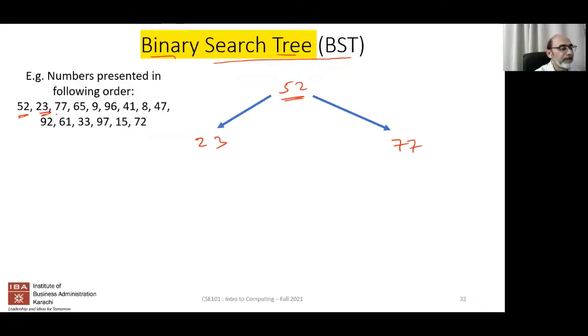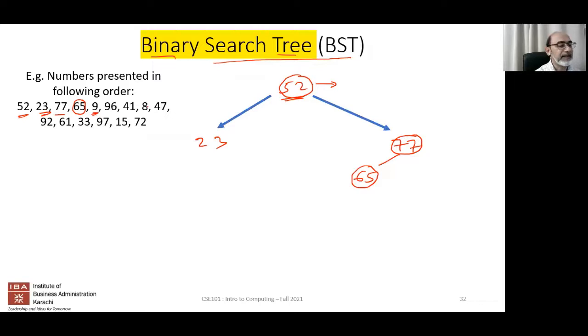Okay. Now, where will the number 65 go? Can somebody tell me? 65 is going to be compared with this. Is it bigger or smaller? Clearly it's bigger. It's going to go on the right side. Now it's going to again compare it with this number. So is 65 bigger or smaller than 77? Smaller. Okay. It's going to go on the left side of this, on the left pointer.